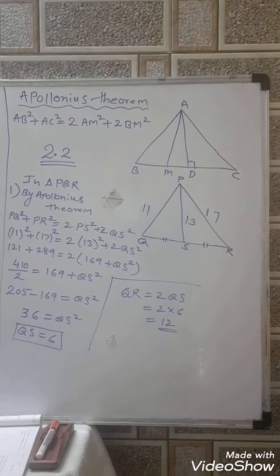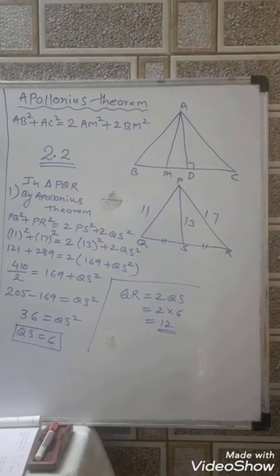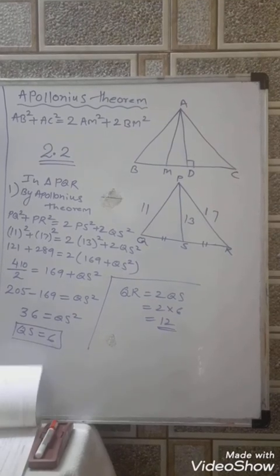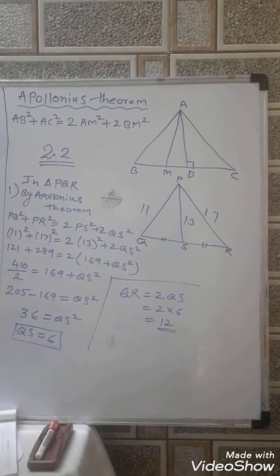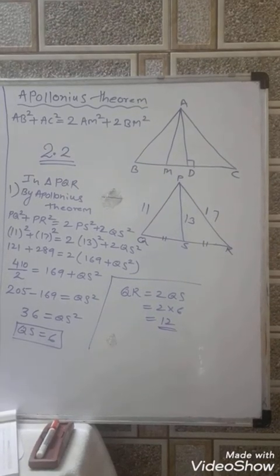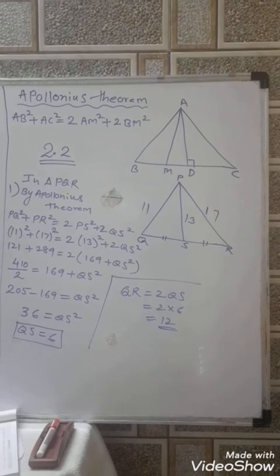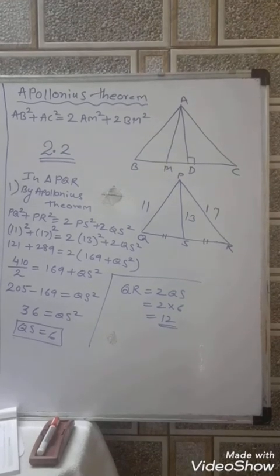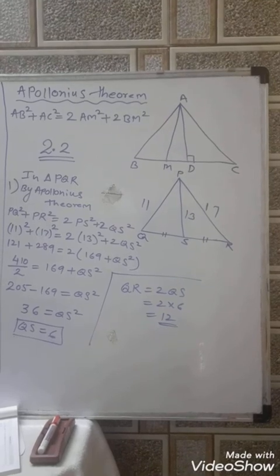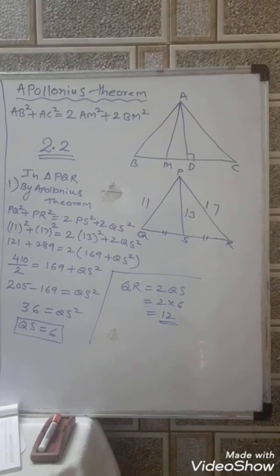The first sum, it is given in triangle PQR, point S is the midpoint of the side QR. So midpoint means the median. PQ is given 11 and PR is given 17. PS is given 13. QR you have to find.